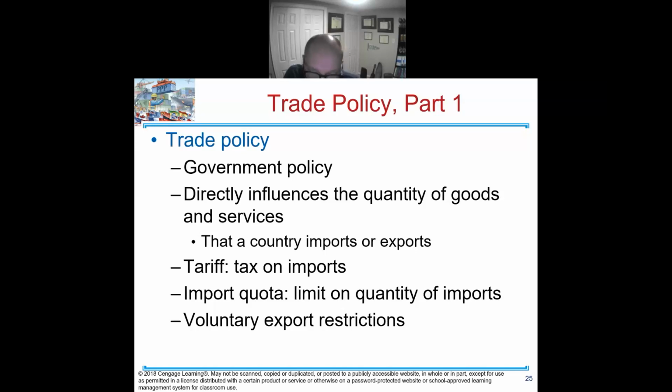Some governments impose an import quota. It's a limit on the number of imports. And that is simply because they want to protect what is made nationally. And sometimes there are also voluntary export restrictions that companies place on themselves in order to meet these quotas.